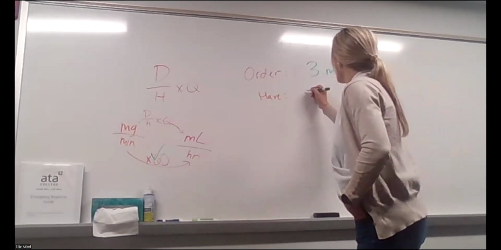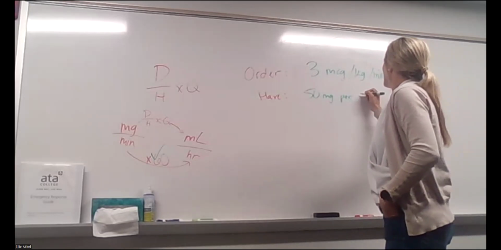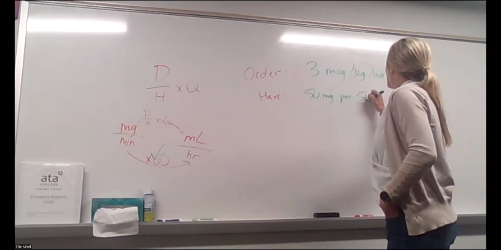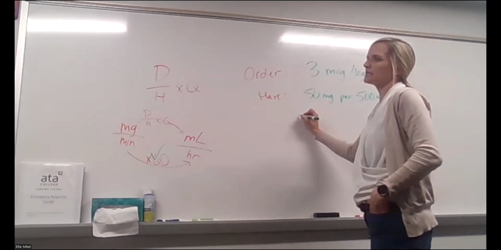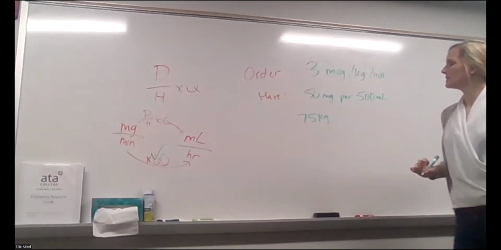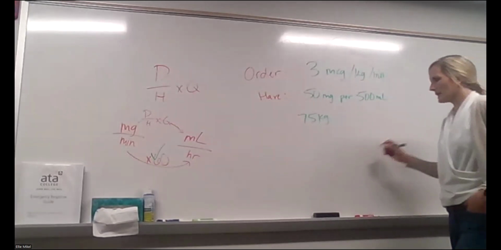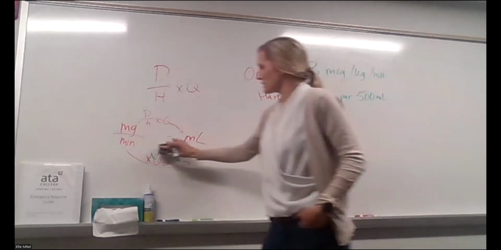So how this medication comes is, let's say 50 milligrams per 500 milliliters. And we have a patient who weighs, let's just go ahead and have it in kilograms to make it easier on us, 75 kilograms. And so again, the question is asking us, what would this be in milliliters per hour? So again, back to our diagram over here.